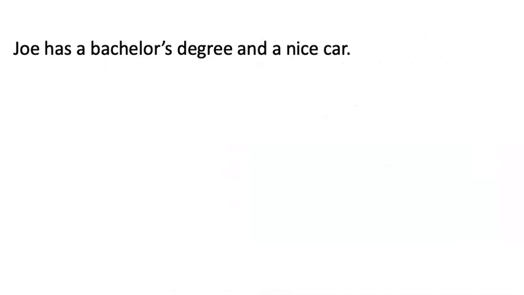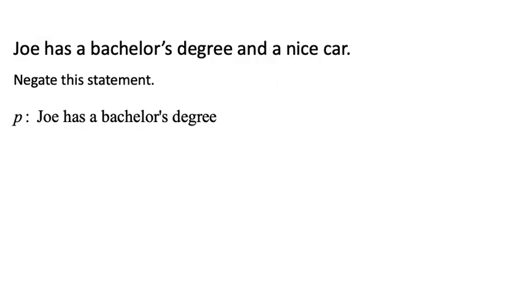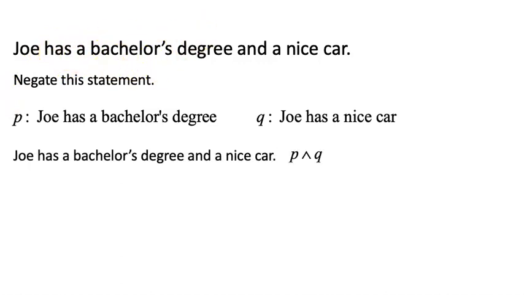So let's use it. The first example we're going to say is that Joe has a bachelor's degree and a nice car. We want to negate that statement. So we want to say that is not true. So what will that be? The first statement, P, Joe has a bachelor's degree. Second statement, Q, Joe has a nice car. So our original statement is P and Q.